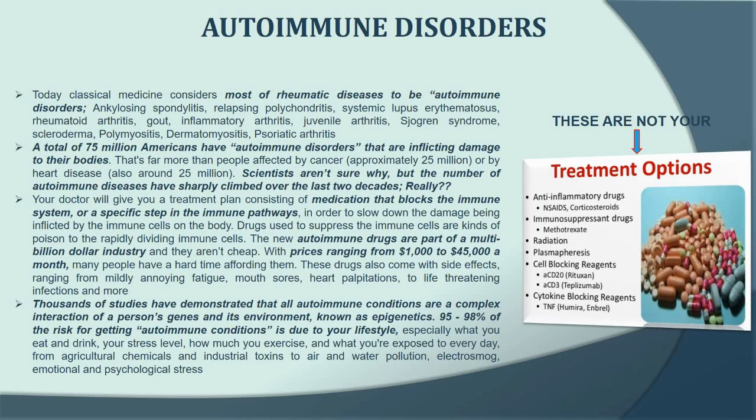So is that really so? Your doctor will give you a treatment plan consisting of medication that blocks the immune system, or a specific step in the immune pathways, in order to slow down the damage that is being inflicted by the immune cells on your body. The drugs that are used to suppress the immune cells are the kind of poison that rapidly dwindles the immune cells, and the new autoimmune drugs are part of a multi-billion-dollar industry, and they aren't cheap, with prices ranging from $1,000 to $45,000 a month.